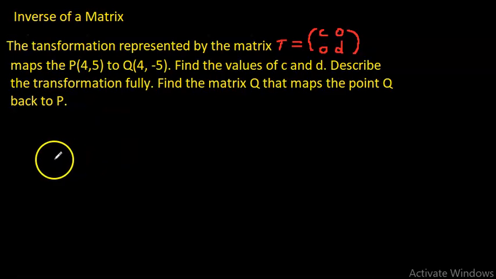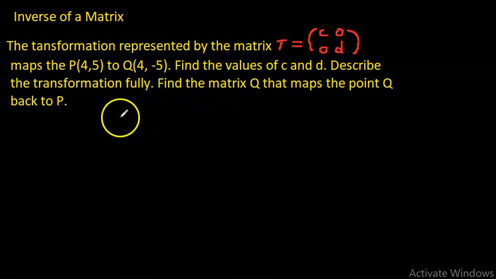Here we have another interesting problem. The transformation represented by the matrix T equals (C, 0; 0, D) maps the point (4, 5) to (4, -5). Find the values of C and D. Let's pause here and not go any further.